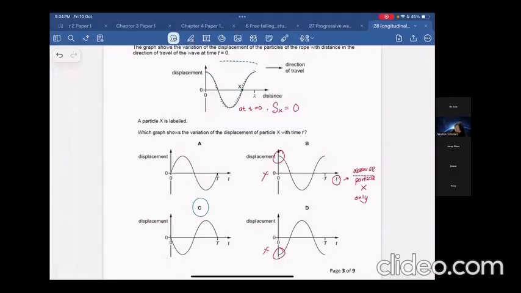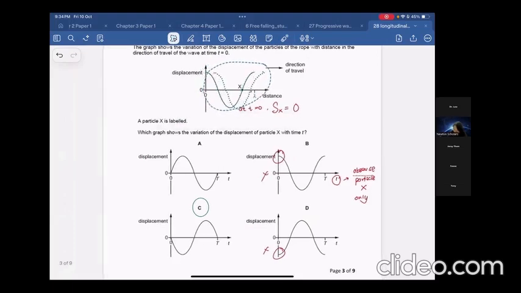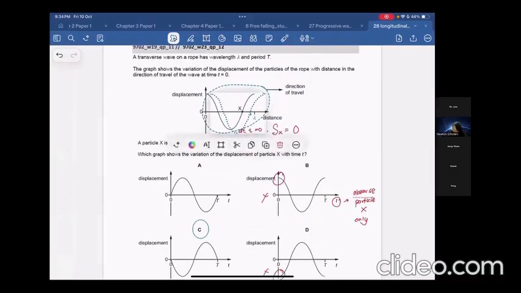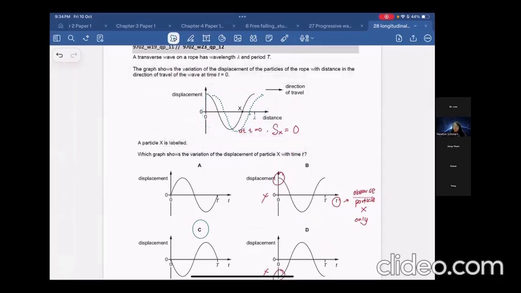After a short time, this wave will slightly move, like this. Do you agree? Slightly move to the right. Then when it moves, we want to observe the x particle. It won't move to the right. It just moves up and down, because this is called a transverse wave. In a transverse wave, the particle is only moving up and down. It won't travel along the wave.